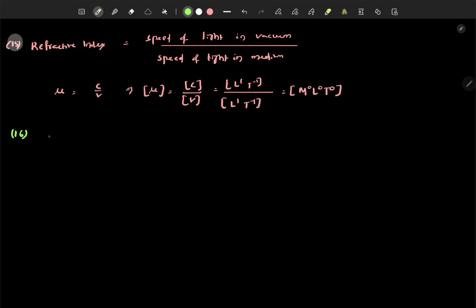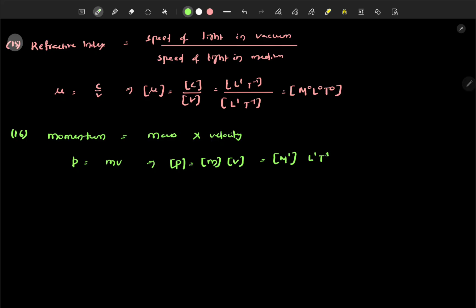Then is momentum. Momentum is equal to mass into velocity. So momentum P is equal to mv. So P dimension is how much? Dimension of P is equal to dimension of mass into dimension of velocity. So dimension of mass is M1 and velocity is L1 T minus 1. So our answer will be M1 L1 T minus 1, the dimension of momentum.